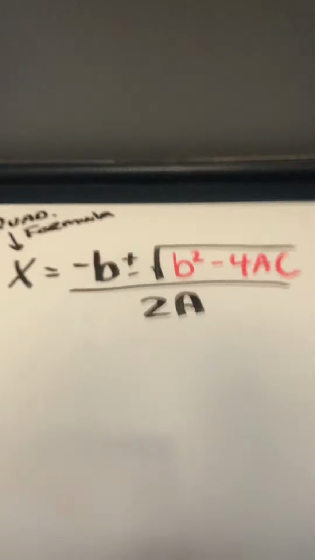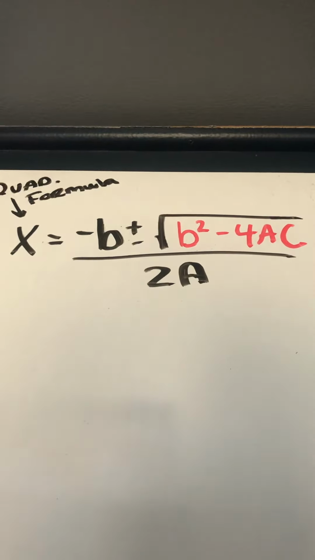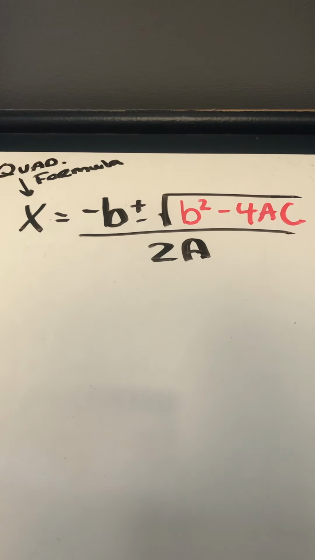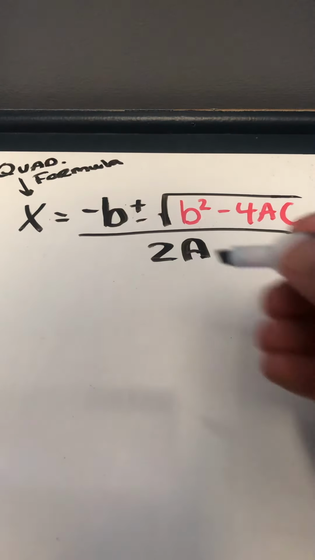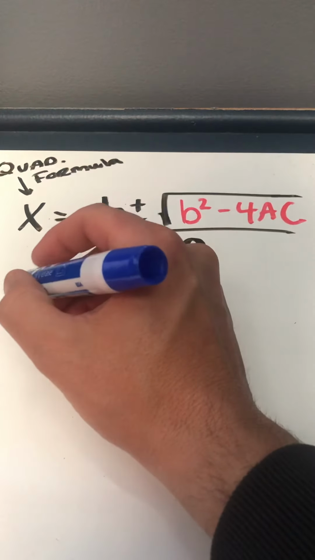Here is the entire quadratic formula. As we look at this formula, it is x equals negative b plus or minus the square root of b squared minus 4ac all over 2a. The red part, b squared minus 4ac, is what we're focused on right now. That's our discriminant. And so we're applying what's called the discriminant test. Let's look at a couple of examples.